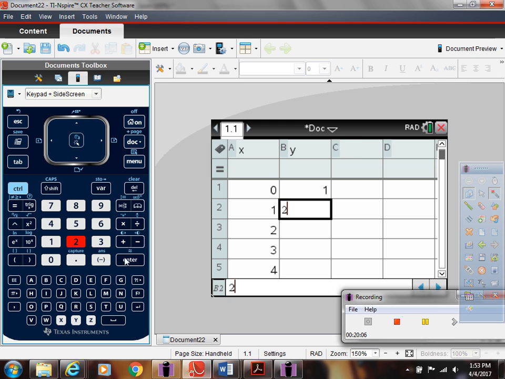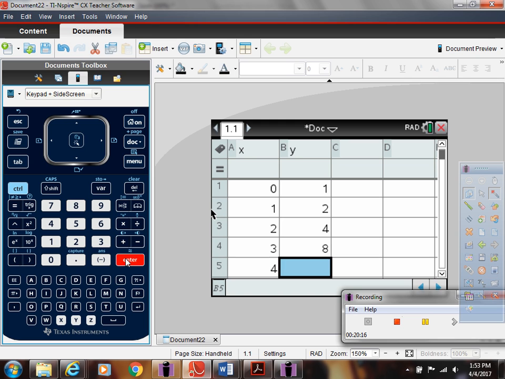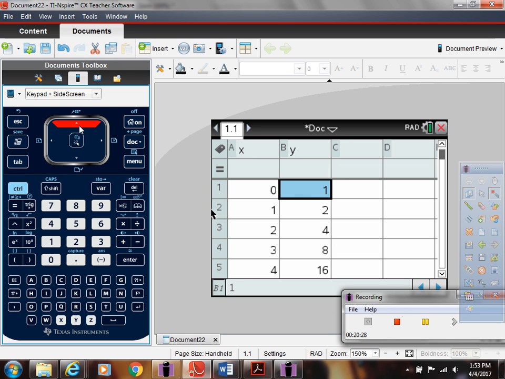And if you look at the Y's, look how quickly they're increasing. It went from a 1 to 2, and now it's jumping to 4, and then it goes to 8, and then 16. So just by looking at the Y numbers, you can tell that it's exponential, that it's increasing rapidly. But you can try the quadratic.